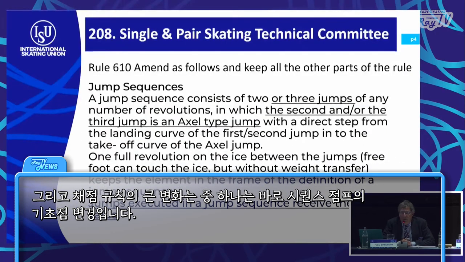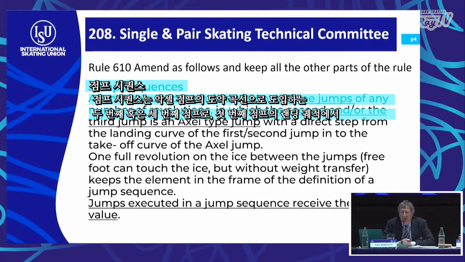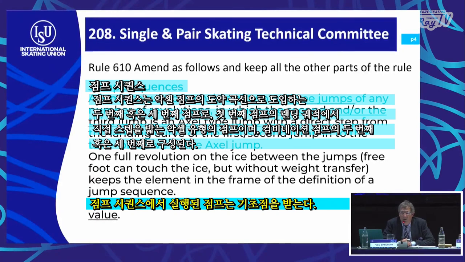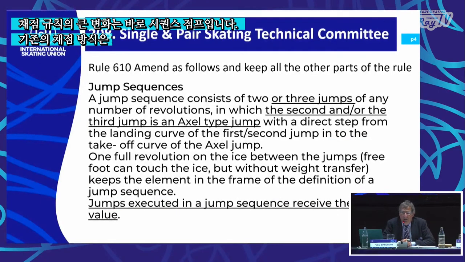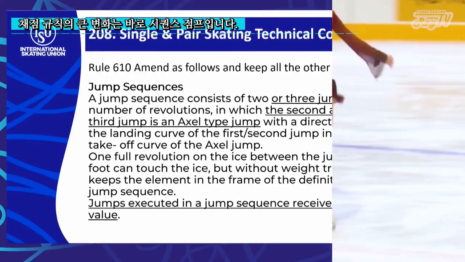The other big change is that all the jumps executed in a jump sequence receive the base value indicated in the scale of value and not the 80% like it was before. So there will be no difference anymore doing a jump sequence or a jump combination or a solo jump. So the value of the jump will remain the same. And so this increases the possibility and the value, clearly, of the jump sequence.